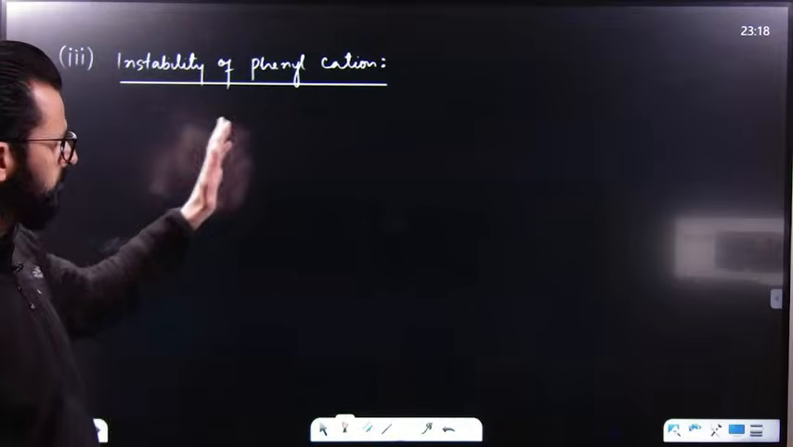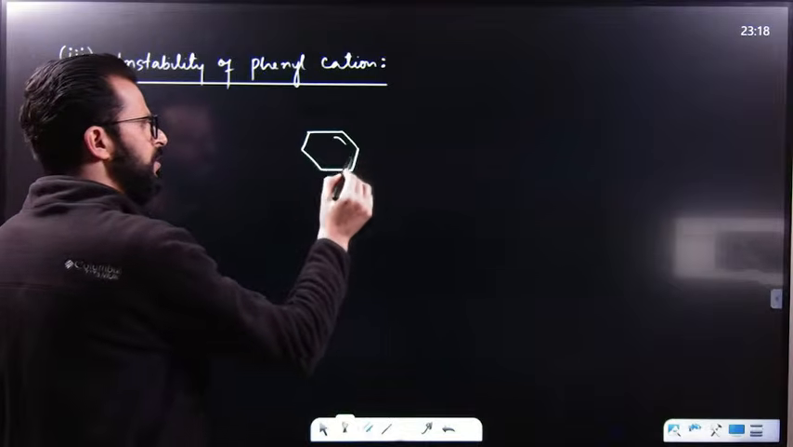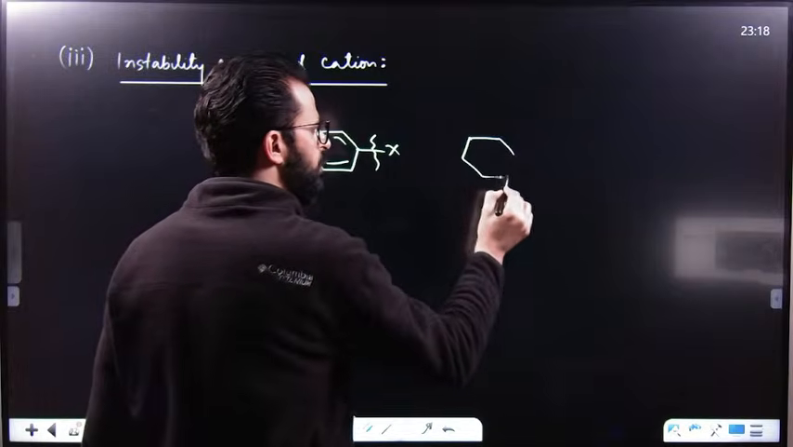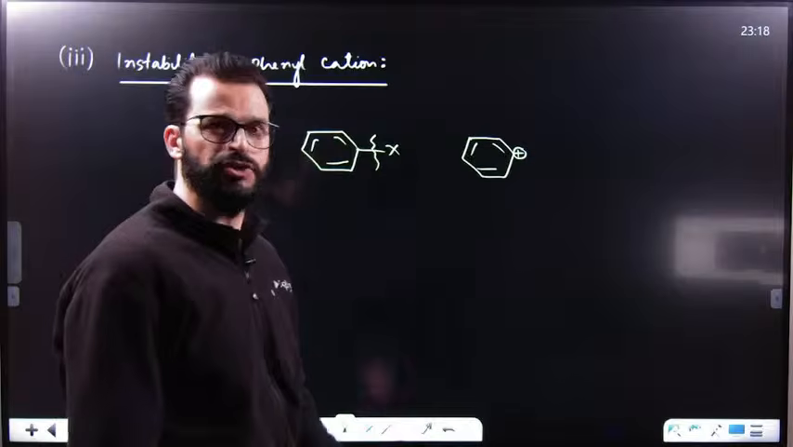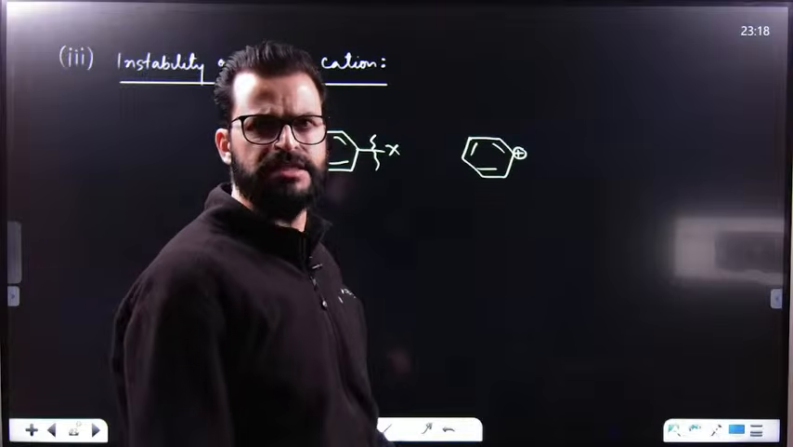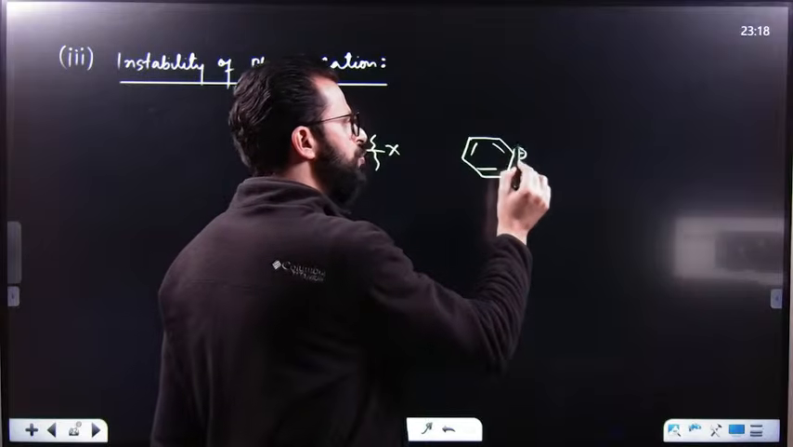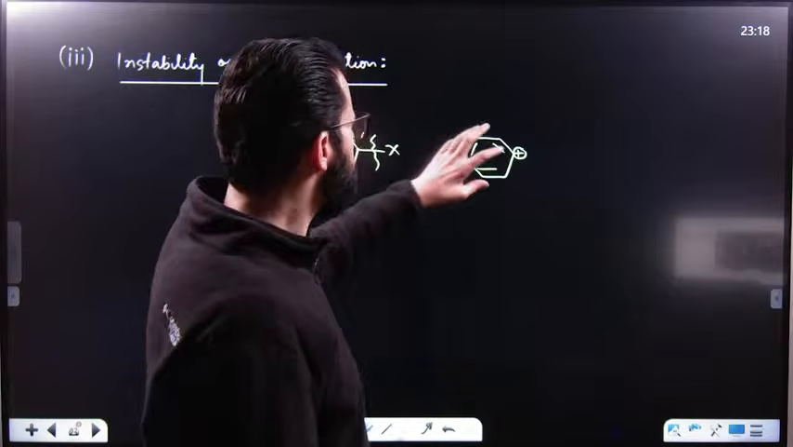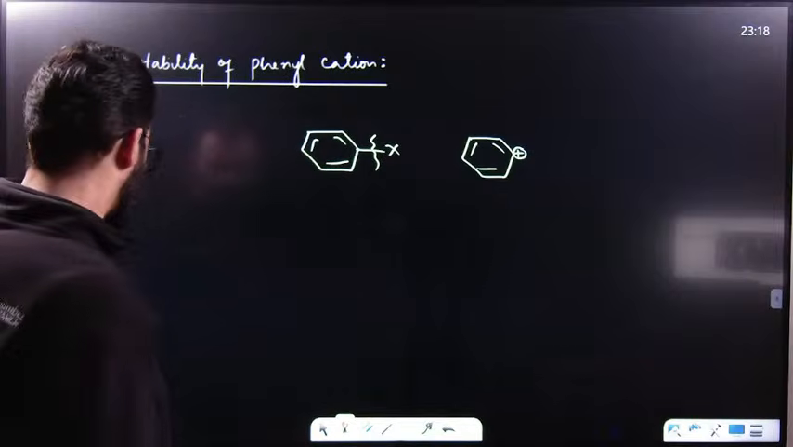After that, the instability of the phenyl carbocation. Say for example the haloarene self-ionizes, say this bond is broken. It will result in the formation of a phenyl cation, and this phenyl cation cannot show resonance because the empty orbital is present in a position which cannot overlap with the p orbitals. So there is no resonance stabilization. Second, this positive charge is present on a more electronegative carbon, and positive charge on a more electronegative carbon is unstable. So this is unstable. That's why this cannot be formed, or we cannot break the C-X bond, or we cannot form the carbocation.